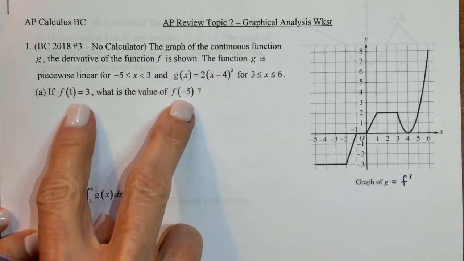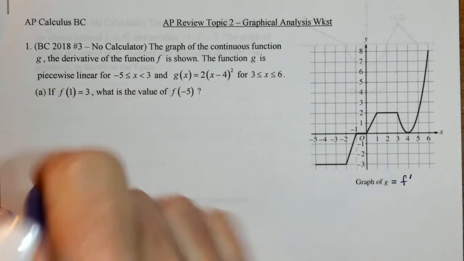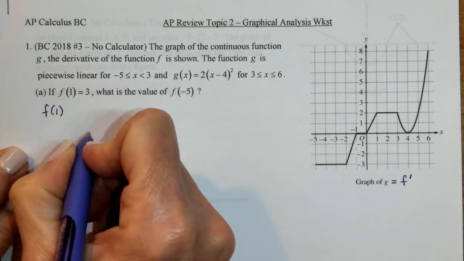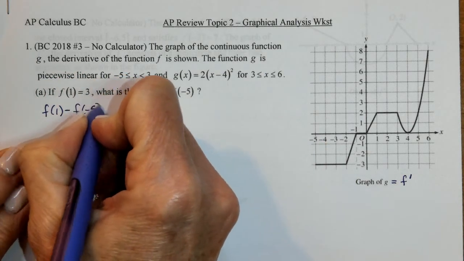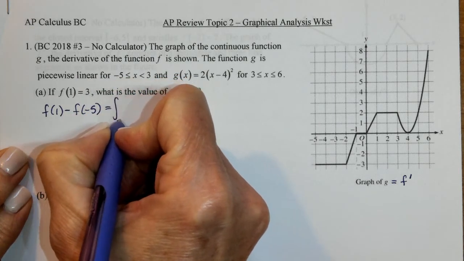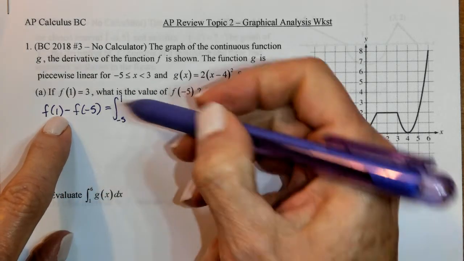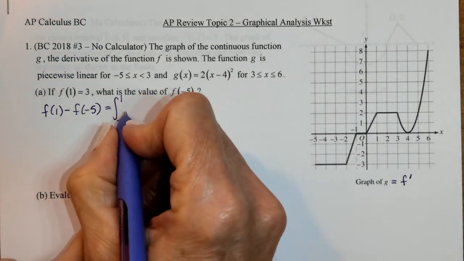Very straightforward fundamental theorem of calculus question. So I'm going to set up the fundamental theorem of calculus. F of 1, always start with your higher x value. F of 1 minus f of -5 is equal to the integral from -5 to 1. Remember, whatever value of x you have here must go as your top boundary, of f prime.